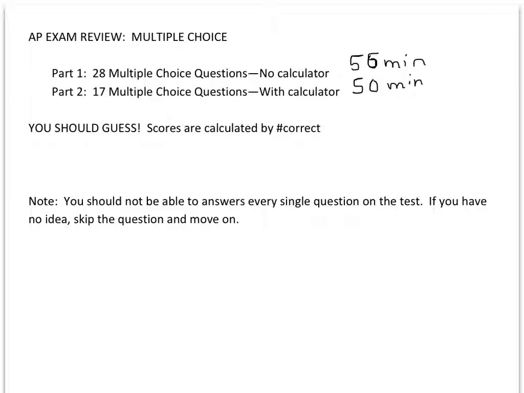Then you have a second part, 17 multiple choice questions with the calculator, and you have 50 minutes for that portion. You should guess. Unlike the SAT, scores are calculated purely by number correct. There is no deduction for an incorrect answer, so you should answer every single question on the test. Even if you don't get to those questions, you should go through and fill in some answers. Please don't always fill in C.